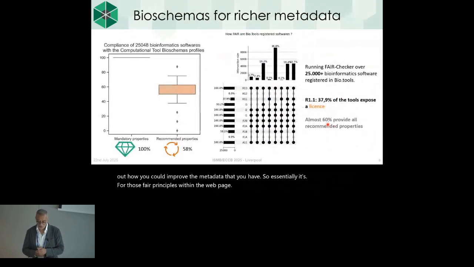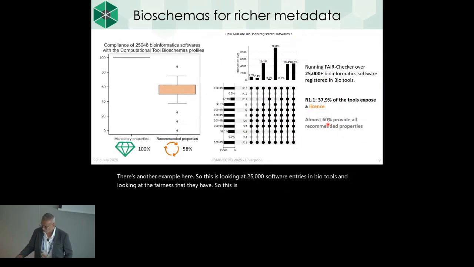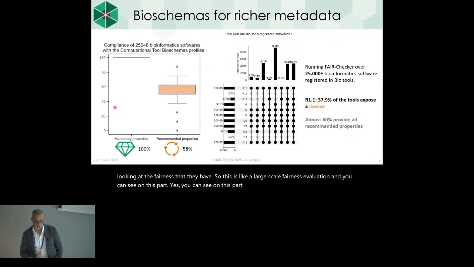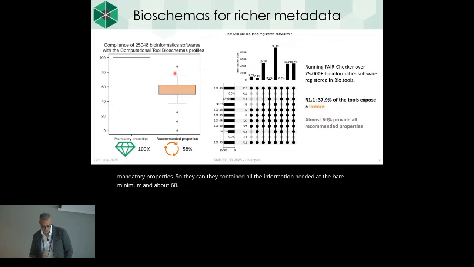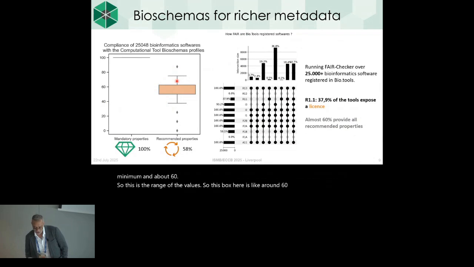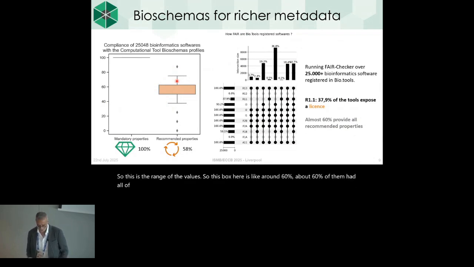There's another example here. So this is looking at 25,000 software entries in bio.tools, and looking at the FAIRness that they have. So this is like a large scale FAIRness evaluation. And you can see on this part here that 100% of those matched for the mandatory properties. So they contained all the information needed at the bare minimum. And about 60%, so this is the range of the values, so this box here is around 60%. About 60% of them had all of the recommended properties.